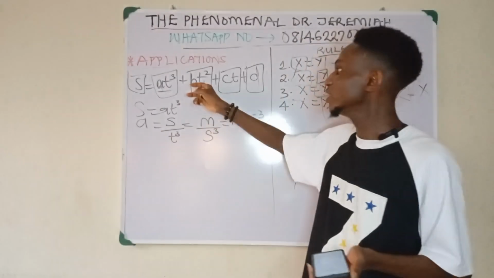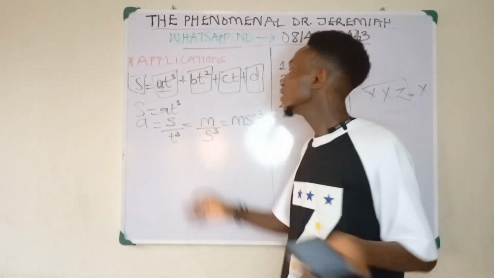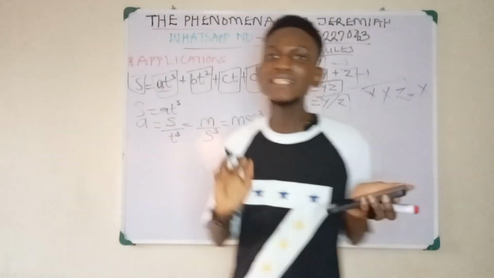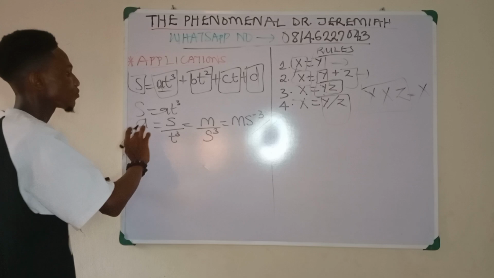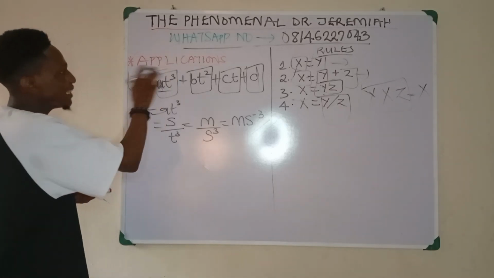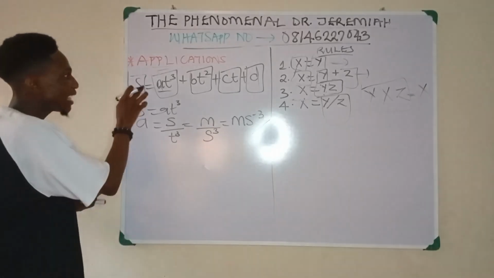If they say look for the unit of B now, S equals BT squared, you get your answer. S equals CT, you get your answer. S equals D, you get your answer. So it means that everything here, all the terms here equal meters. Yes, they equal meters. Why? Because they are similar to S.